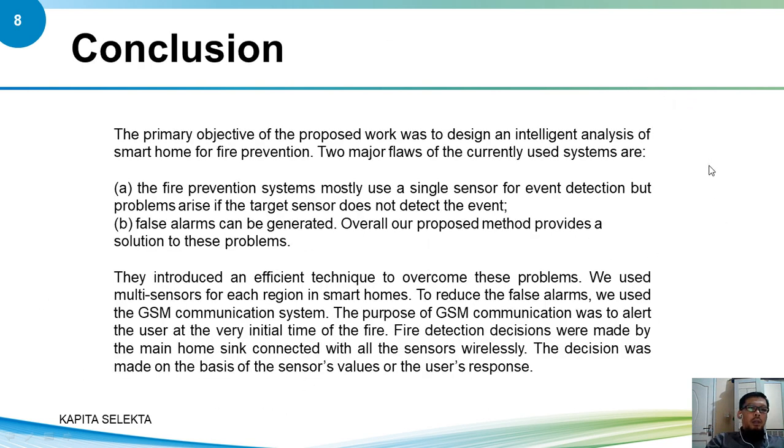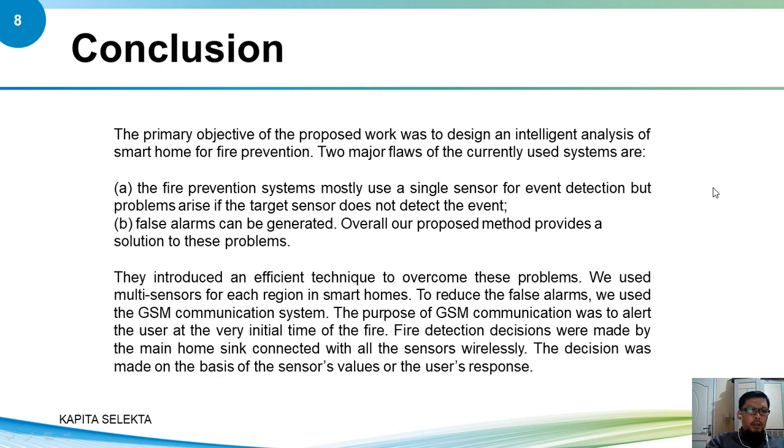Conclusion. In this case, the primary objective of the proposed work was to design an intelligent analysis of a smart home for fire prevention. Two major flaws of the currently used systems are: first, fire prevention systems mostly use a single sensor for event detection, but problems arise if the target sensor does not detect the event.